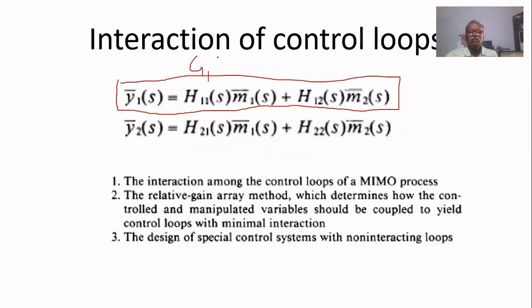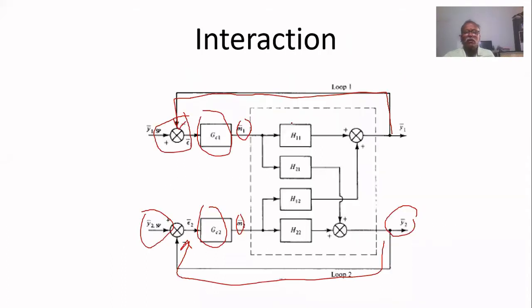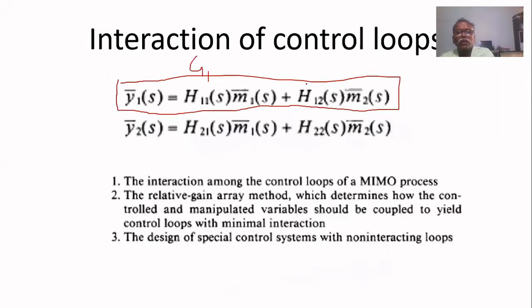G1 of s, G1 of s, M1 of s, like that we'll write. But here we have to account for interaction also. That's why y1 equals changes due to m1 as well as changes due to m2. Therefore, we can write y1 equal to h11 m1 plus h12.